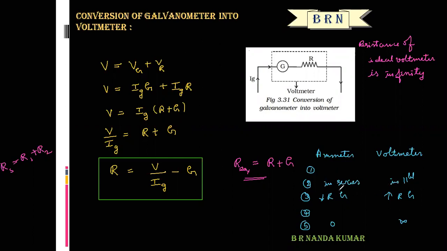The ammeter is essentially a low resistance galvanometer. The voltmeter is essentially a very high resistance galvanometer. The resistance of an ideal ammeter is zero. The resistance of an ideal voltmeter is infinity. A galvanometer can be converted into an ammeter by connecting a very small resistance called a shunt in parallel with the galvanometer. A galvanometer can be converted into a voltmeter by connecting a very high resistance in series with the galvanometer.